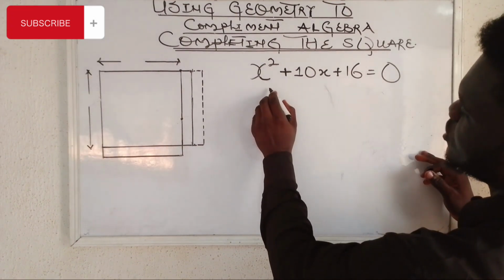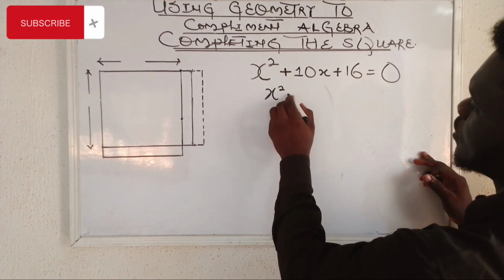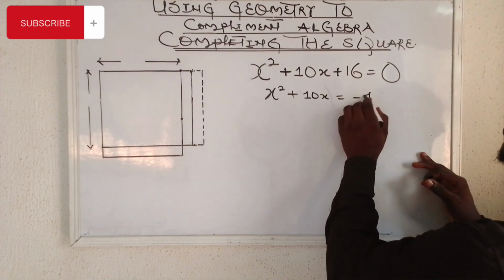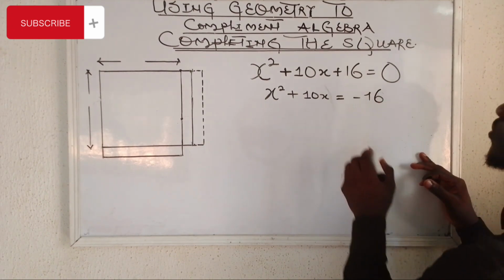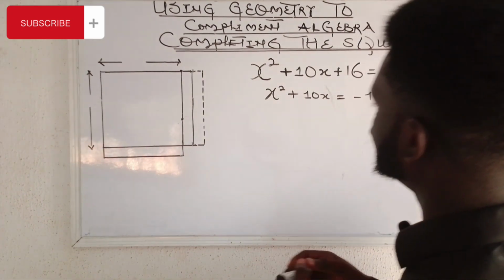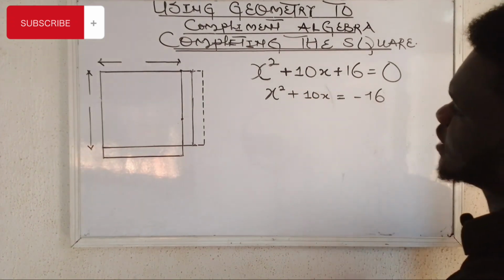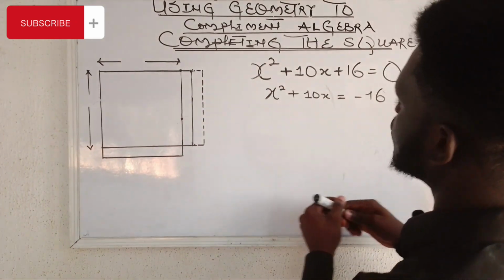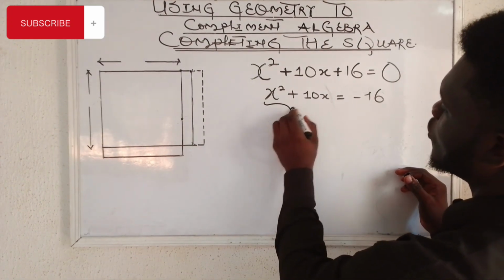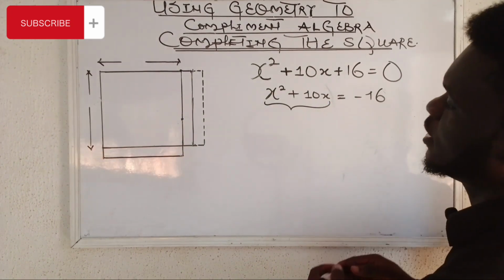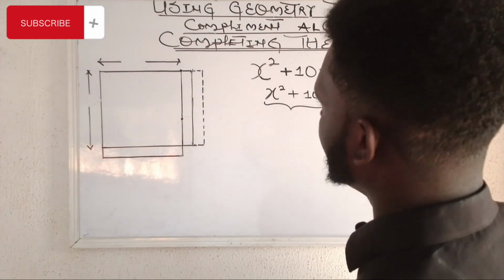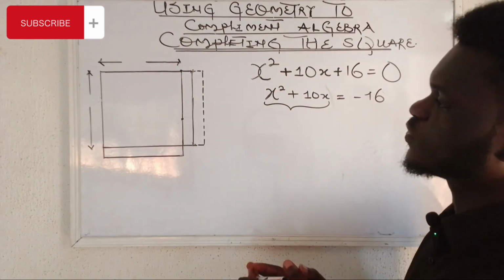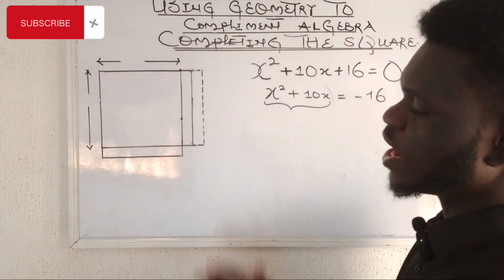Okay, let's rewrite this to become x squared plus 10x equals negative 16. So let's rewrite it to be like this. So what are we going to do now? What are we going to simplify to become like this? Now note, we want to make this a complete square. So we want to look for a number that will be added to this that will make it a complete square. Now I want to take you through the geometry of this particular stuff so that we can see what we are actually talking about.